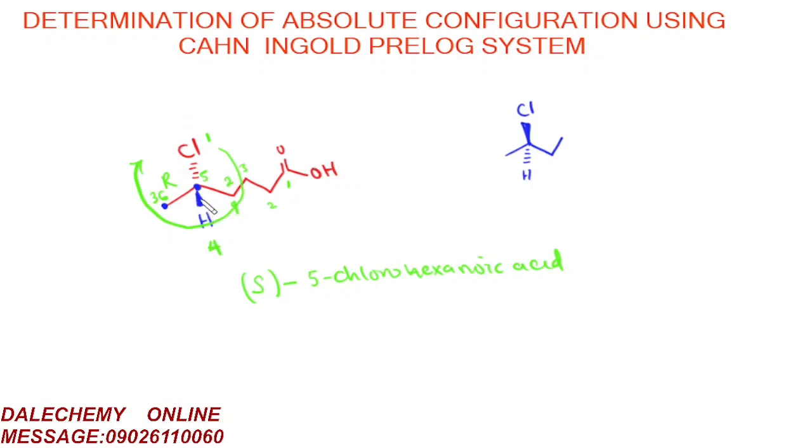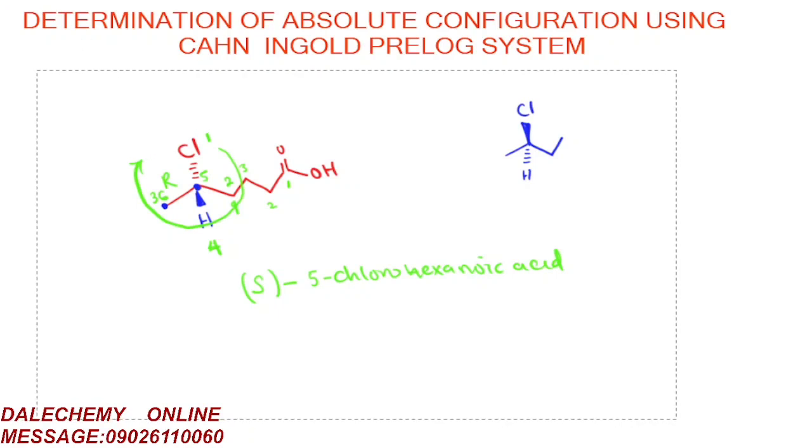So that's one of the conditions you need to note. When your lowest priority group is not on the dash, you have to invert your priority. You have to normally find the priority first, then the answer you get, you have to invert it. If you get R, it's going to be S, and if you get S, it's going to be R. So that's it. Now let's look at another case.